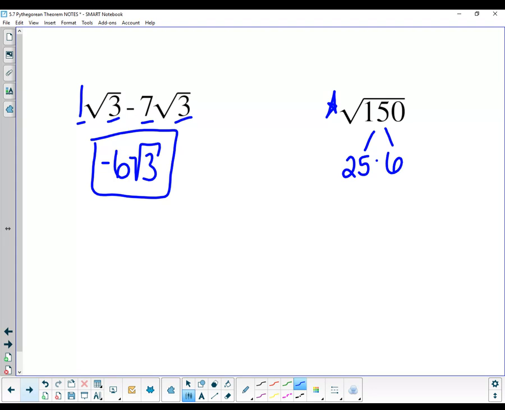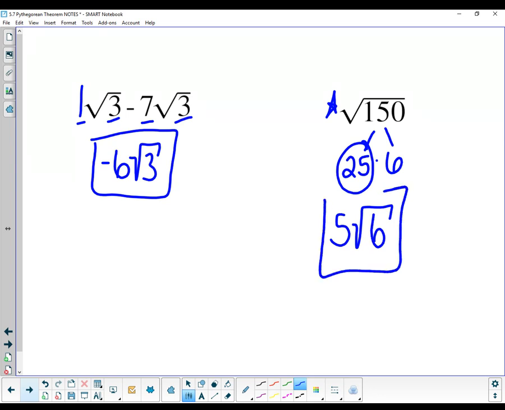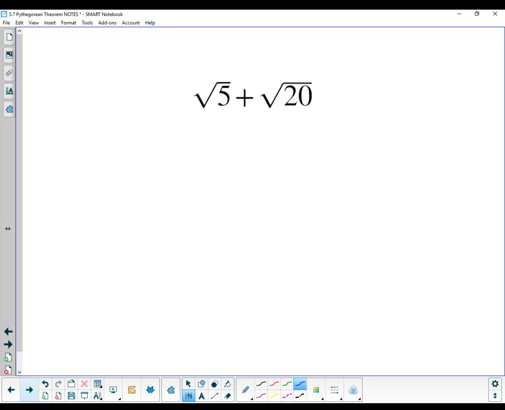Now 6 is not a perfect square, so it's going to be left under the radical. But we can take the square root of 25, which will give me 5, and I still have my radical, and then we also have our 6 left underneath. And that would be our answer for that one. All right, we've got one more.